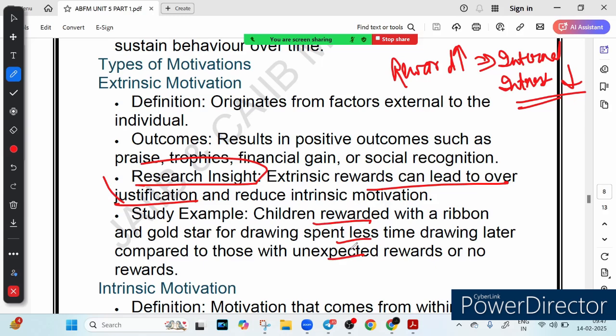So what is the moral of the story? The moral of the story is that external rewards are great, but they should not replace genuine interest. Right, it's not that you are just giving reward, because if you give more reward, internal interest decreases. Now that is called extrinsic motivation, the one part of the motivation we have just talked about.